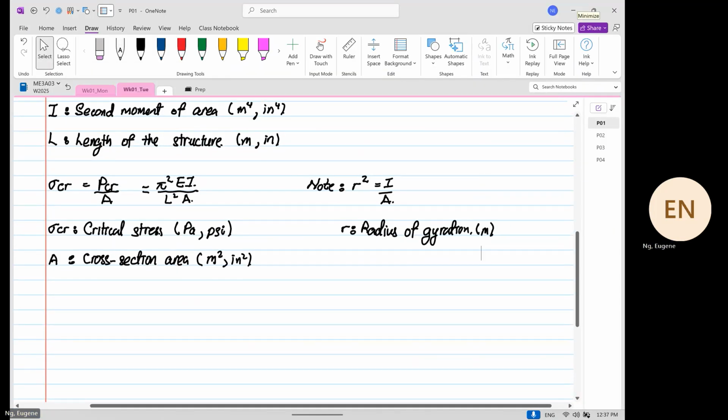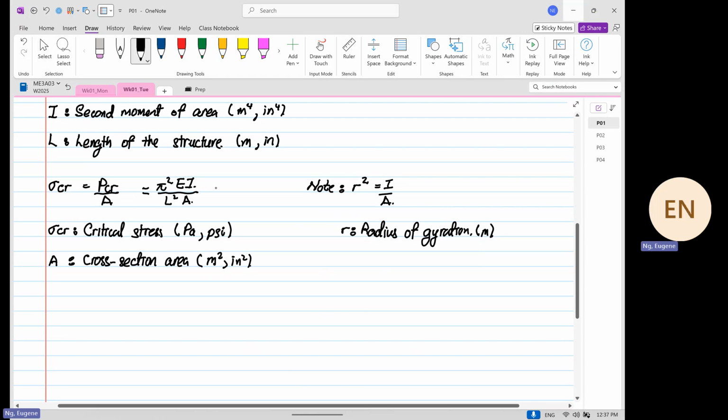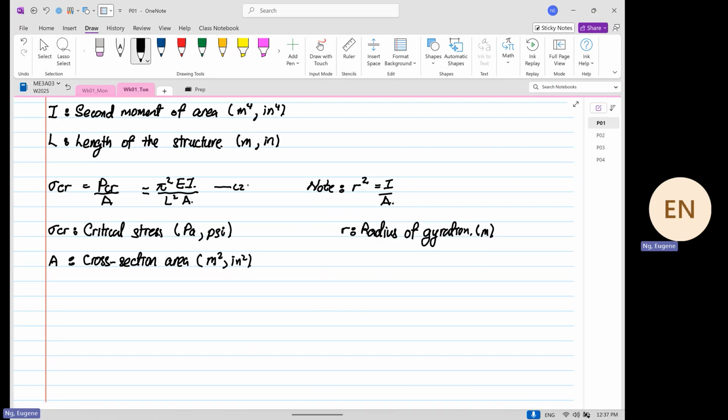So from here on, we're going to substitute r squared into equation number 2. So equation number 2 has the critical stress equal to pi squared E over L squared over r squared. And then finally, this term is equal to pi squared E over (L over r) squared.